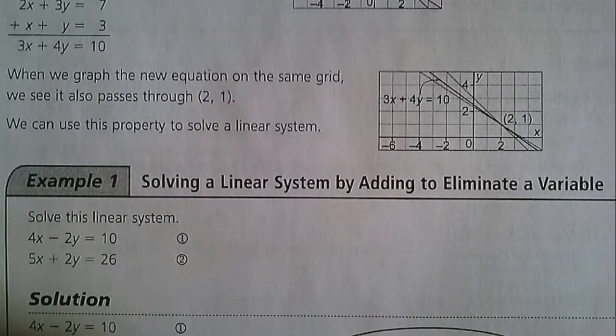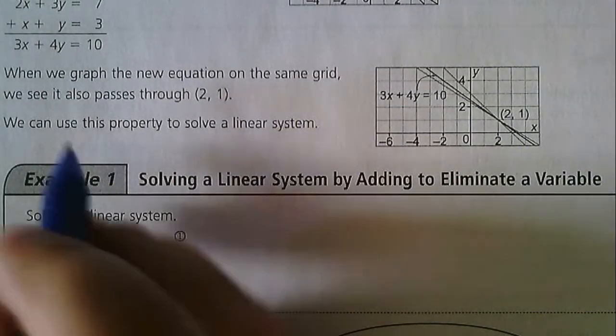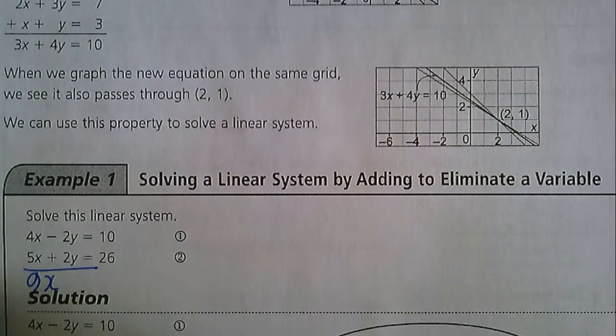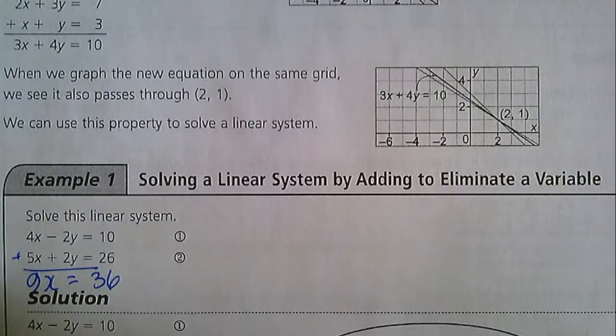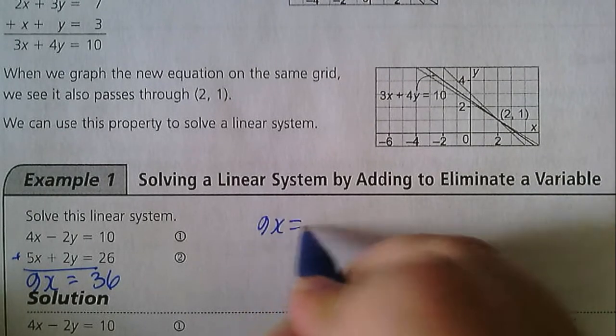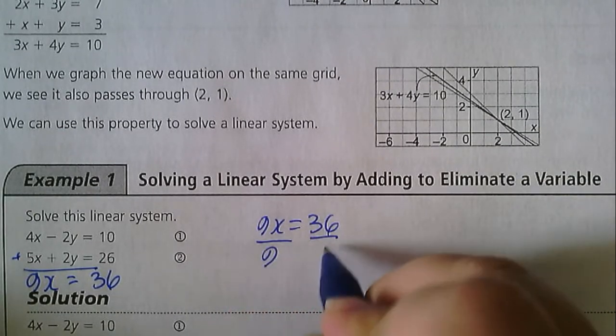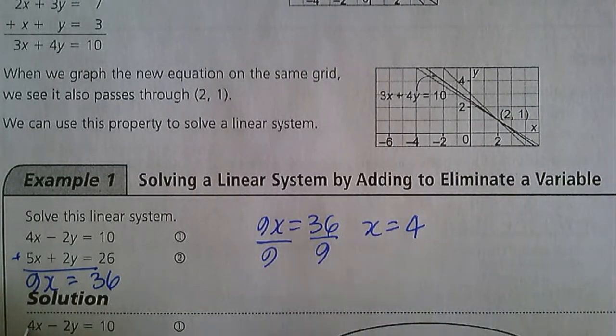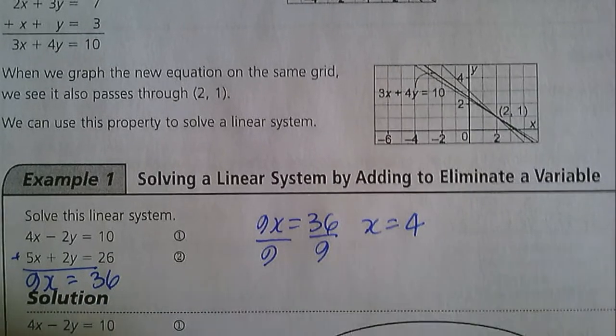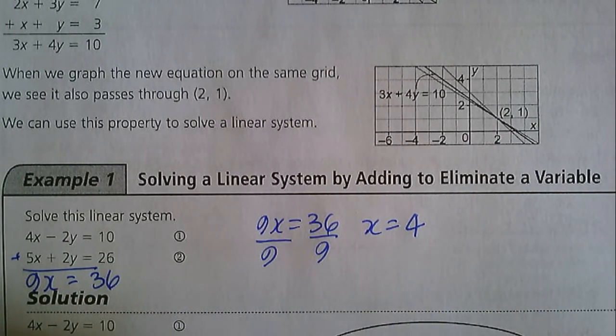If we add these two together, which I'll do right now, we end up with 9x, a +2y and a -2y gives you 0y, equals, and if we add those two values together, we get 36. So from there, we can say 9x equals 36, divide both sides by 9, x is equal to 4. From using this elimination method, we can solve for our x value. Once we have one of the values, we can substitute that number into either of the equations to solve for the other. I'll just pop this into equation number 1 to solve for y.